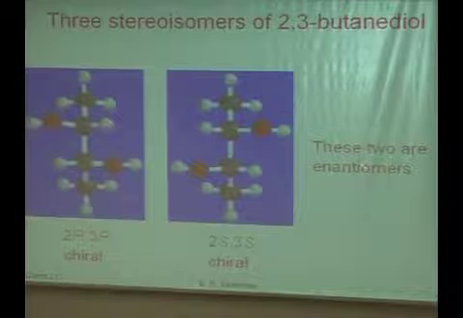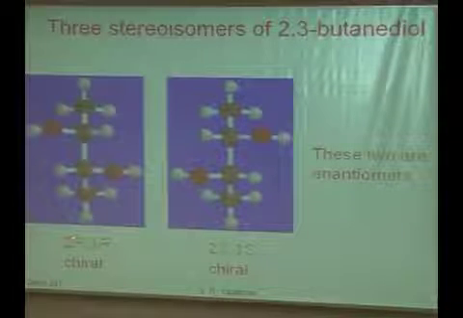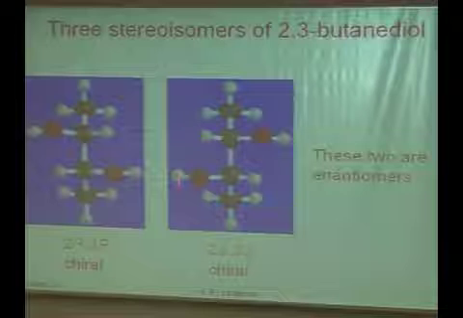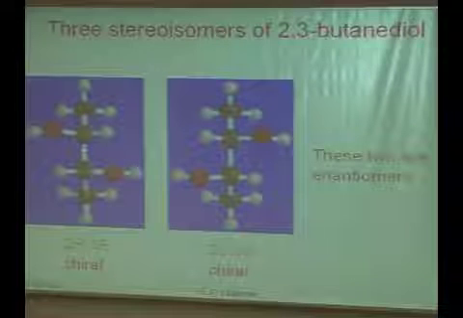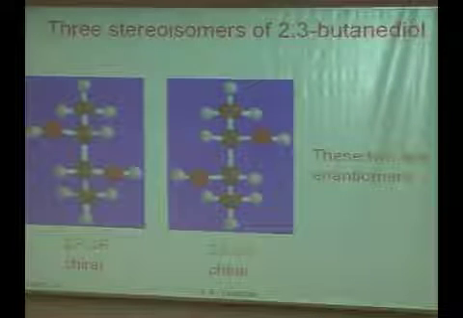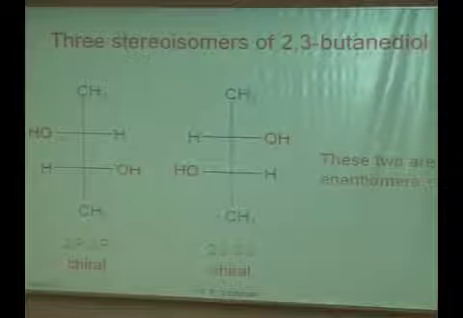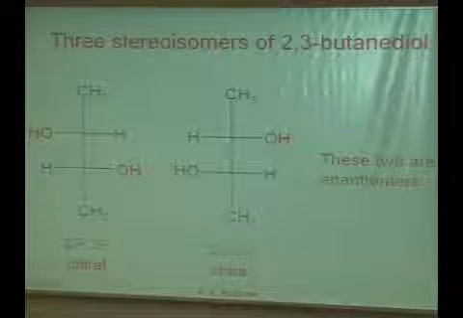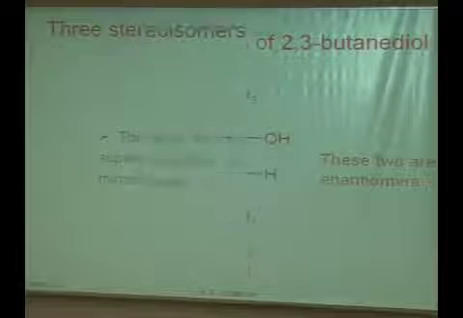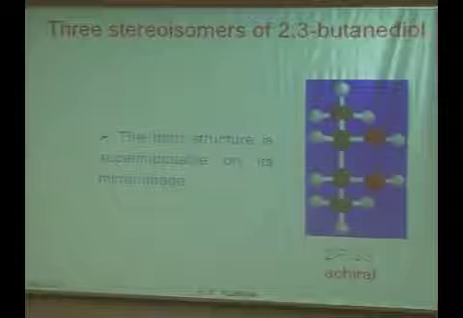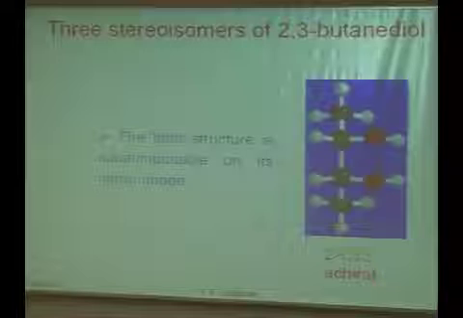These two, in fact, are enantiomers. Well, 2R,3R and 2S,3S, you have a mirror image. If you put a mirror right here, you will see that this one is a mirror image of the first one. They are non-superimposable mirror images, therefore they are enantiomers. We can see that also in the Fischer projection. However, the third one, which is this molecule, is achiral. In fact, it is superimposable on its mirror image.